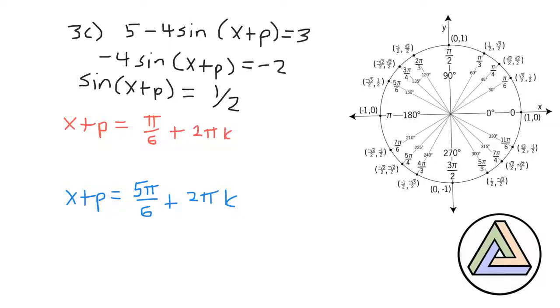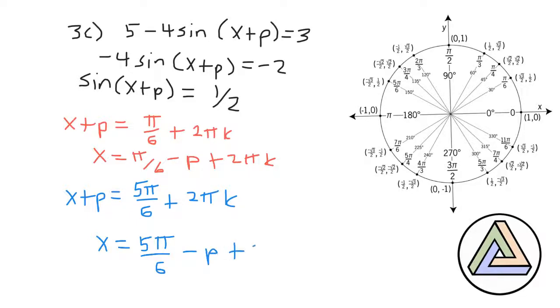All you have to do is subtract p from both sides and you end up with x equals pi over 6 minus p plus 2 pi k. I think it's good to end it with the 2 pi k thing. And then over here, it's going to be x equals 5 pi over 6 minus p plus 2 pi k. Keeping in mind, we're not concerning ourselves with what p is. It's just a number. Who knows? But we know that x is equal to this. We know that x is equal to that.